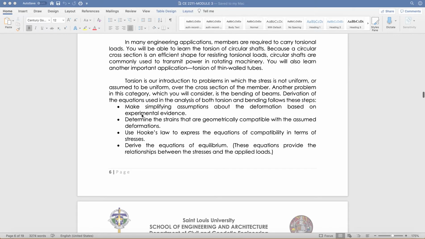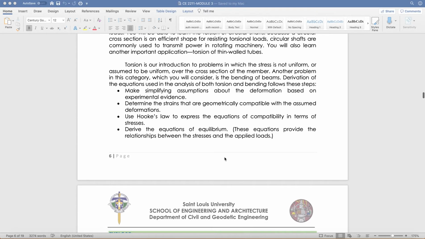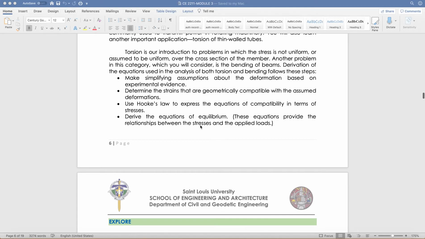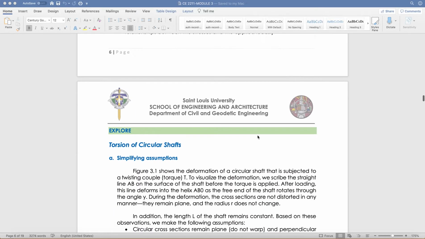Number one, you make simplifying assumptions about the deformation based on experimental evidence. Number two, determine the strains that are geometrically compatible with the assumed deformations. Number three, you use Hooke's law to express the equations of compatibility in terms of stresses. And number four, derive the equations of equilibrium. These equations provide the relationships between stresses and the applied loads. There will always be a relationship.